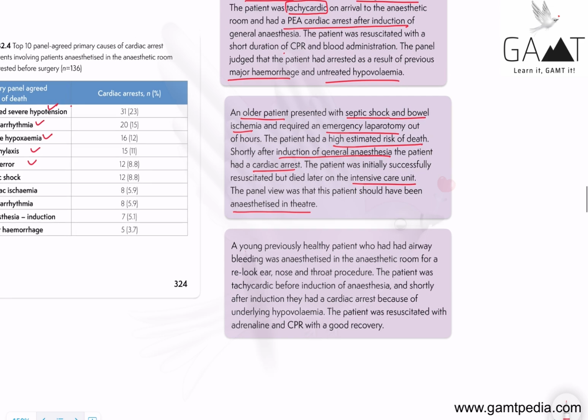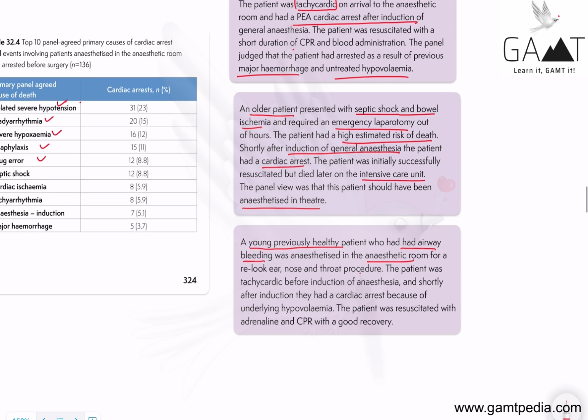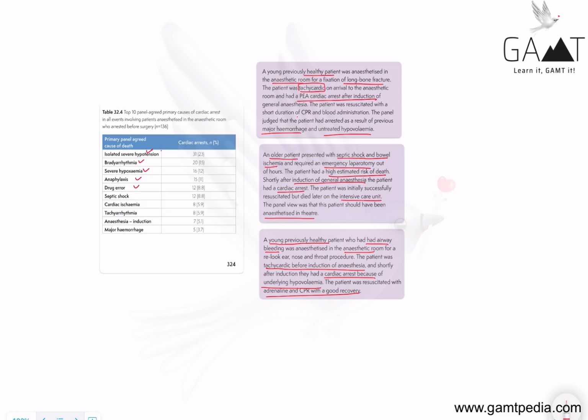The young, previously healthy patient who had airway bleeding was anesthetized in the anesthetic room. Again, a red flag. Don't do this. For a relook ENT procedure, the patient was tachycardic before induction of anesthesia and had a cardiac arrest shortly after induction because of underlying hypovolemia. The patient was resuscitated with a good recovery. Again, better drug dose, titration, and location of the patient would have smoothened the effect a little bit. Okay, there you go. So that's for the operating room.